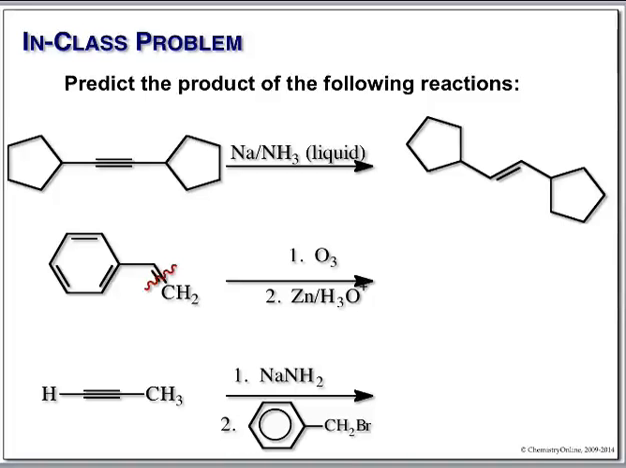Our first one is going to have the benzene ring. Our benzyl carbon here is going to be a carbonyl. It has one hydrogen attached, so it would look like that. Our second carbon is going to be a carbonyl with two hydrogens attached, and it looks like that.